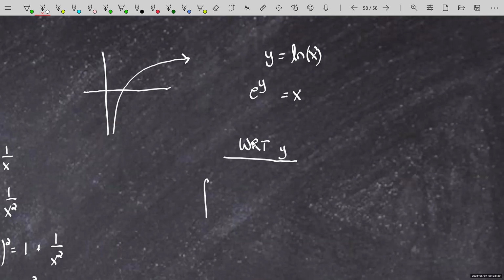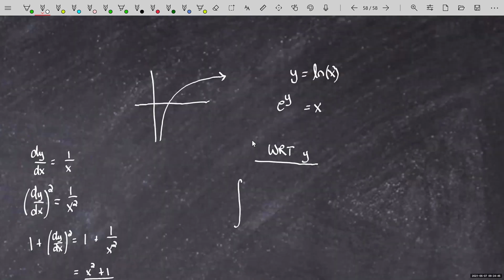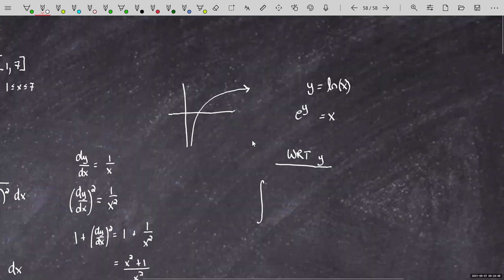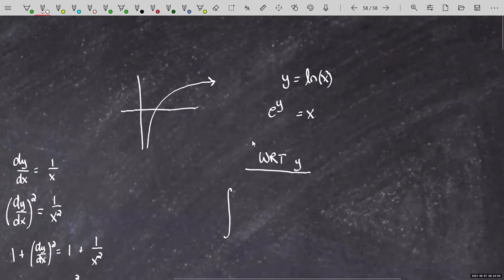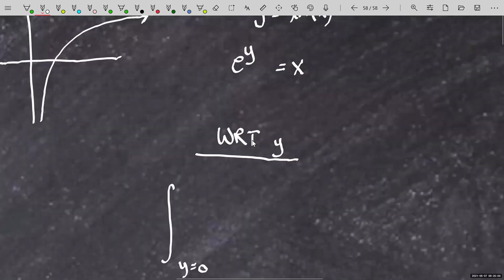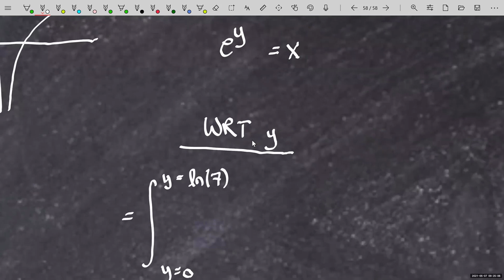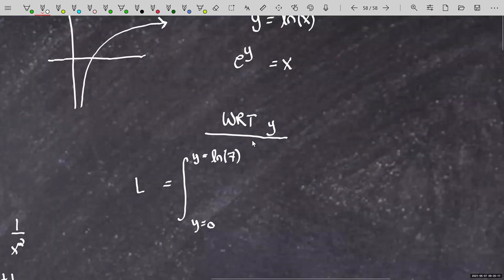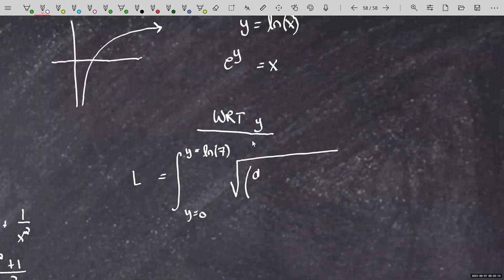So let's see. We had the integral originally, x was going from 1 to 7. However, when x is 1, the y, which is the natural log of x, is going to be 0. When x is 7, y is the natural log of 7. Oops, I should write y equals, so that's actually apparent. And by the way, this is the arc length function. And remember, the ds we're going to do is the square root of (dx/dy) squared plus 1 dy.